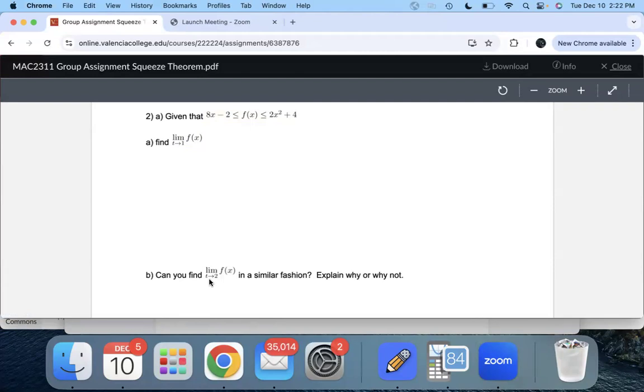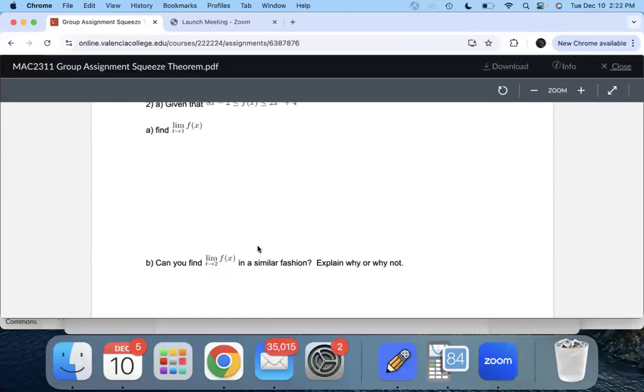Secondly, to use the squeeze theorem, not only does the left one have to be smaller, both the inside and the outside have to have the same limit. That's not going to happen here. So there are two different reasons.